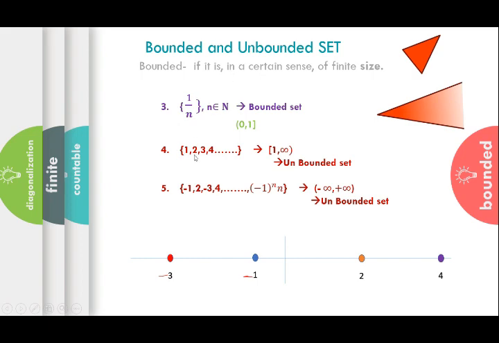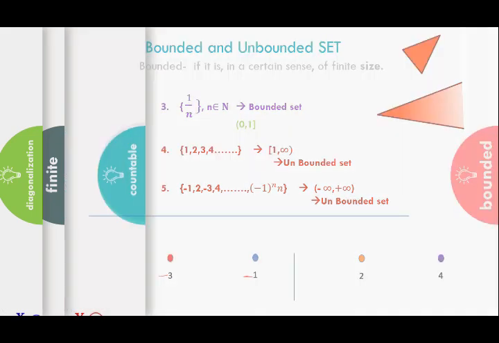The set 1, 2, 3, 4 is an unbounded set because I don't know what the nth value is. I don't know up to which element my set will go. I don't know the range, so this will be an unbounded set. The same with this set. I don't know what the smallest value for this set is and what the largest value for that set will be, or either the maximum smallest value or maximum largest value for this particular set. So this is an unbounded set.